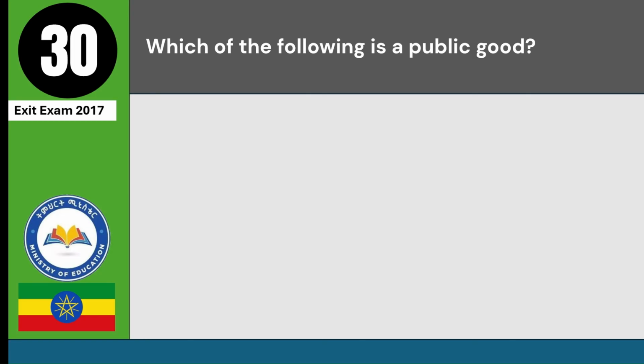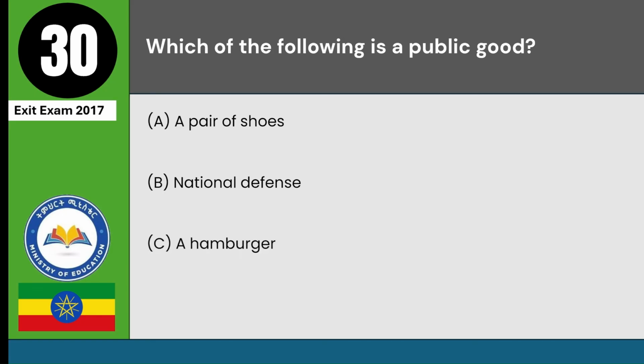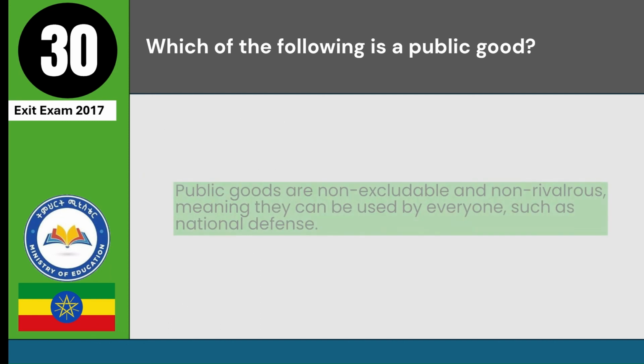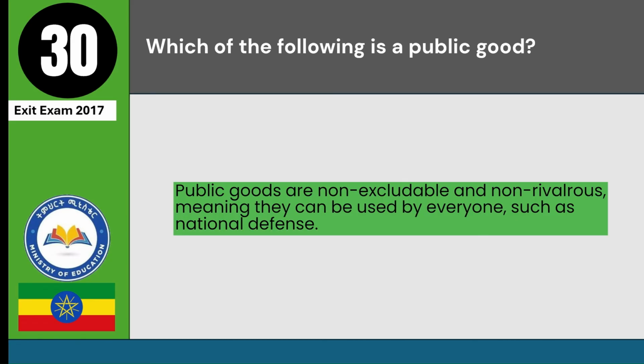Which of the following is a public good? A. A pair of shoes. B. National defense. C. A hamburger. D. A toll road. Answer: B. Public goods are non-excludable and non-rivalrous, meaning they can be used by everyone, such as national defense.